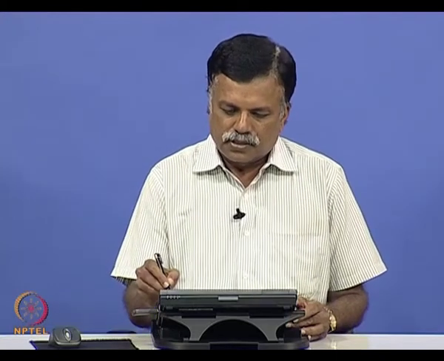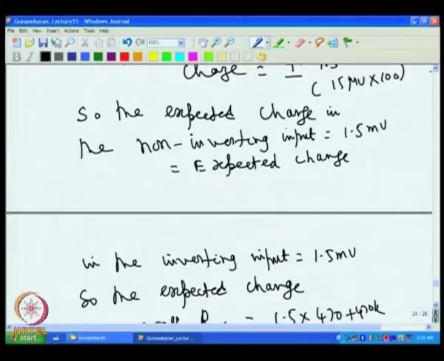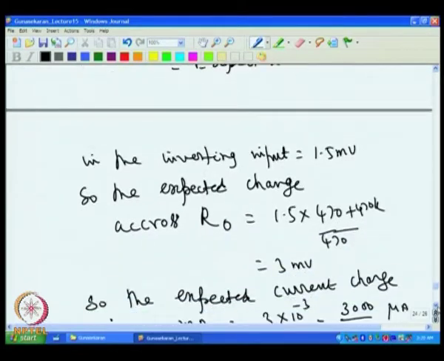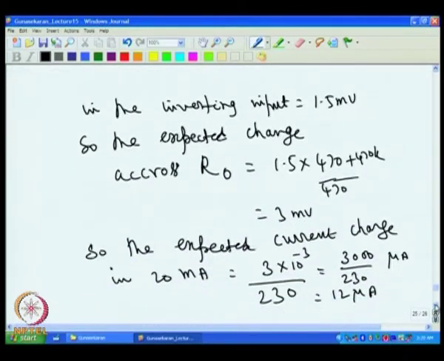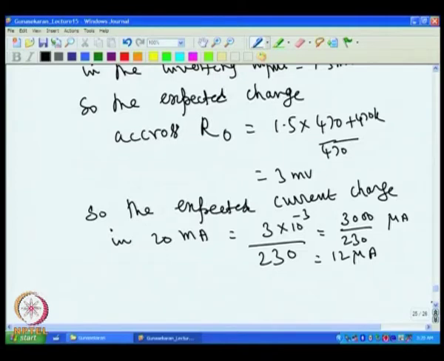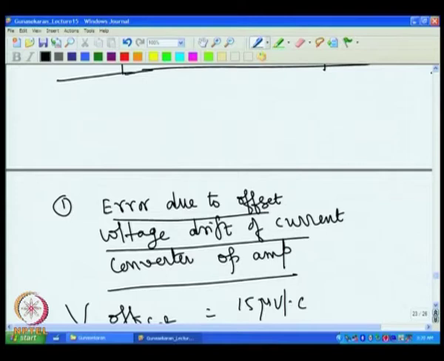So, if there is an error, there will be an error of 12 microampere because of the offset voltage due to the second stage. This is considerably smaller compared to the other errors.